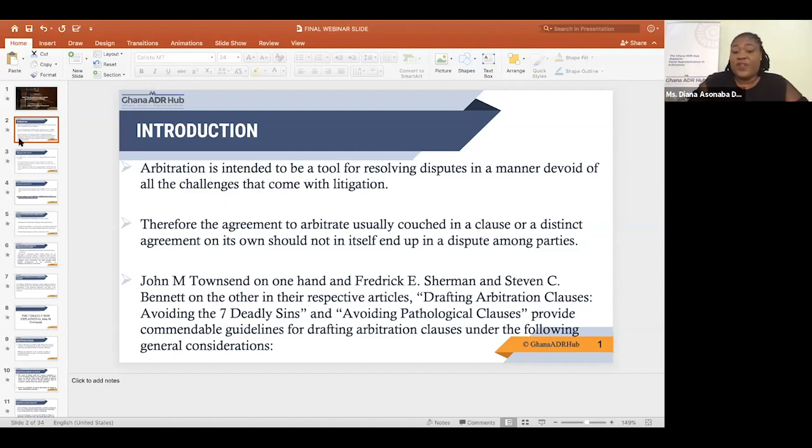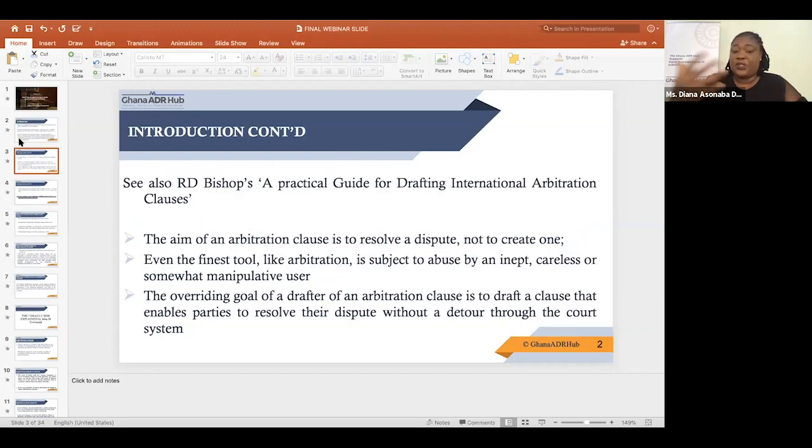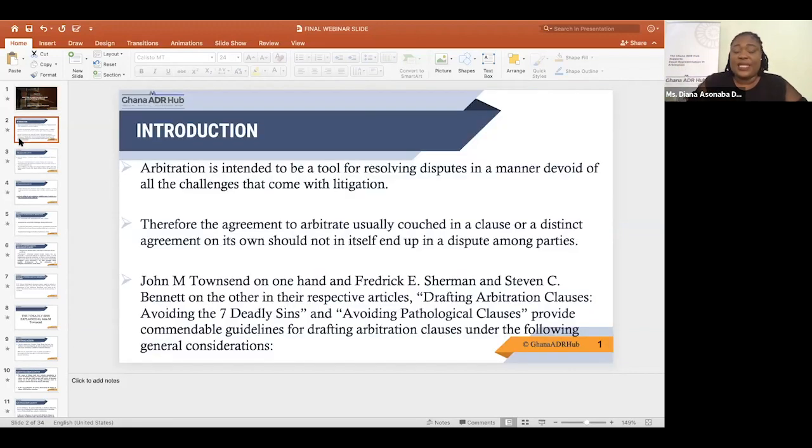In giving my presentation, I've sought to set out a few guidelines from writers like John Townsend, who talks about what we call avoiding the seven deadly sins in arbitration clauses, which I'm going to explain, and then I'll look at other clauses too.